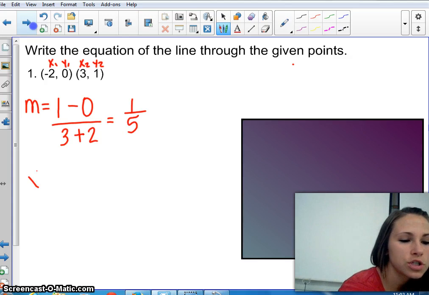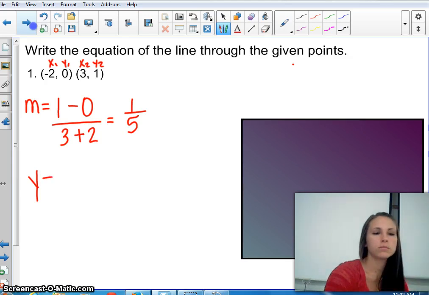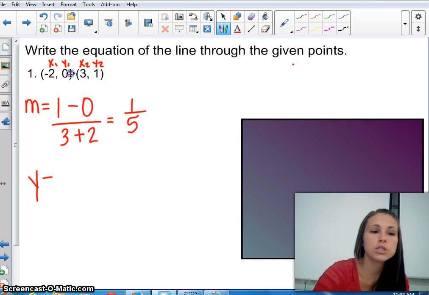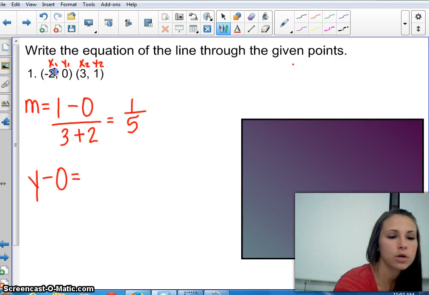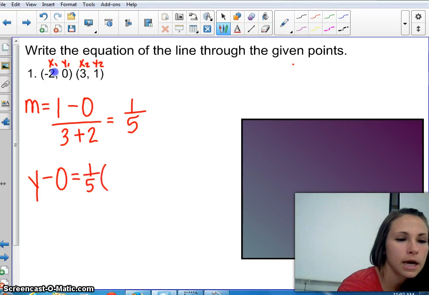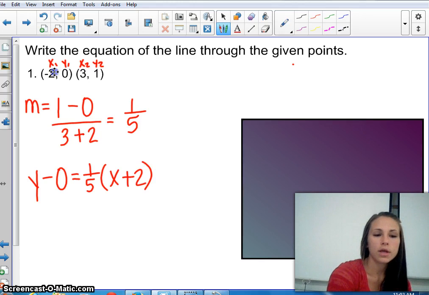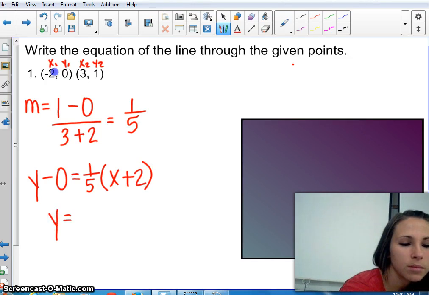Now, to find the equation of the line, I'm going to use y minus y1, the formula, but it doesn't matter which of the points I use. I'm going to try to use the easier one whenever I do these. Usually an easier point to use is going to be a point that has a 0 somewhere in it. So I'm going to use the first point. So y minus y1 with a 0 equals m times x minus a negative 2 becomes plus again. So then all I have to do is simplify this to find my equation of the line.